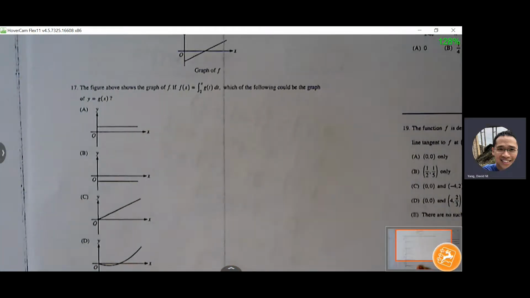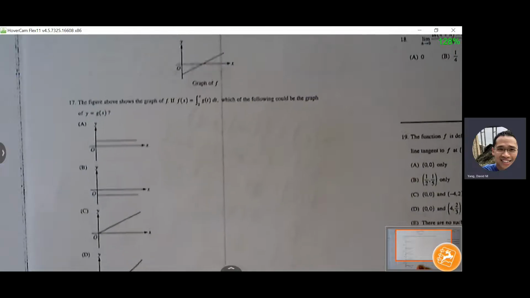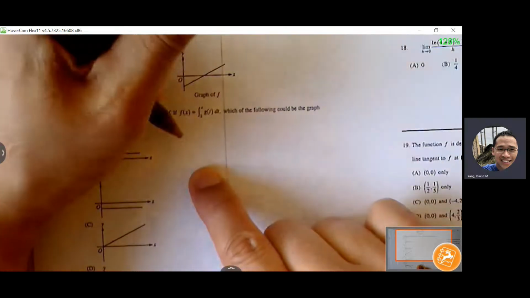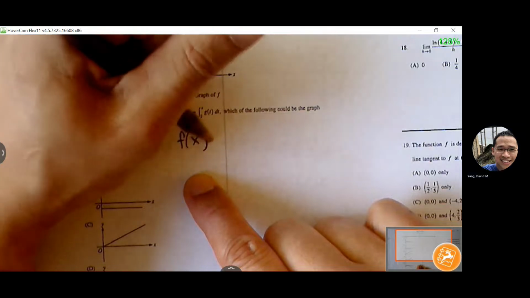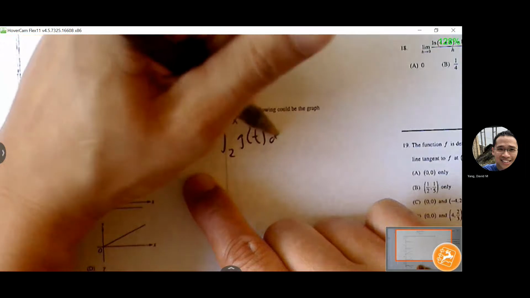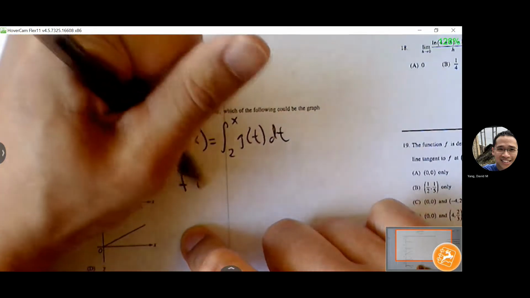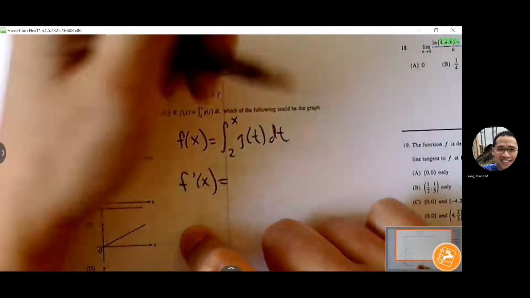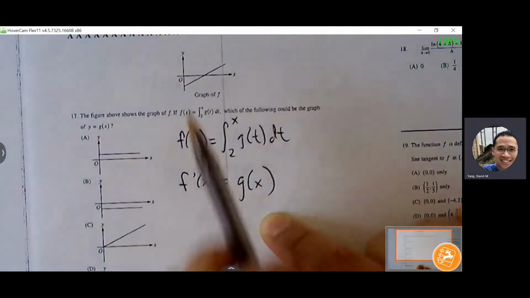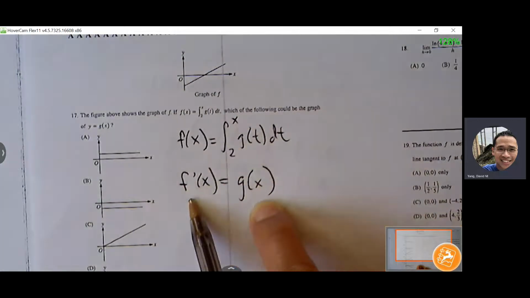Okay. Figure shows graph of f. f is the integral from 2 to x of g of t, which the following could be the graph of g of x. So let's just figure out what that relationship is. So basically, this is the derivative graph of g. So what could be the g graph?